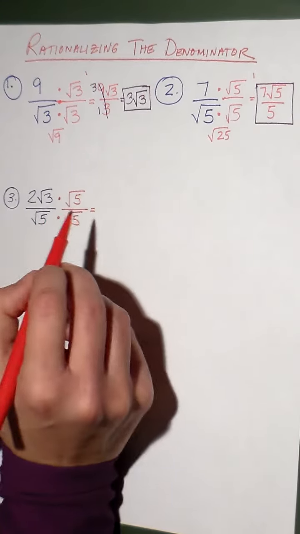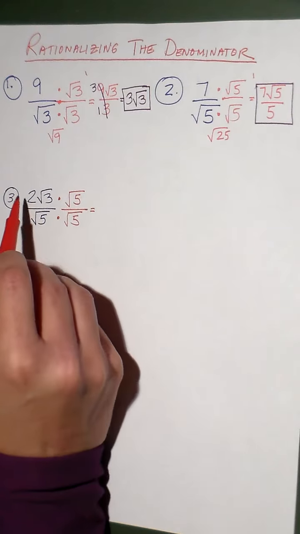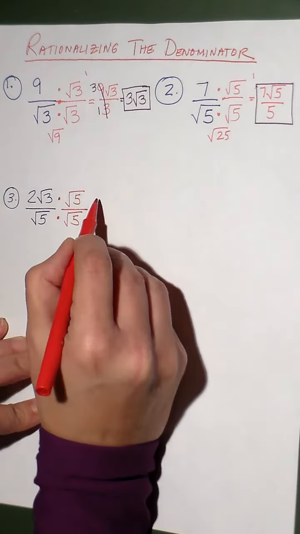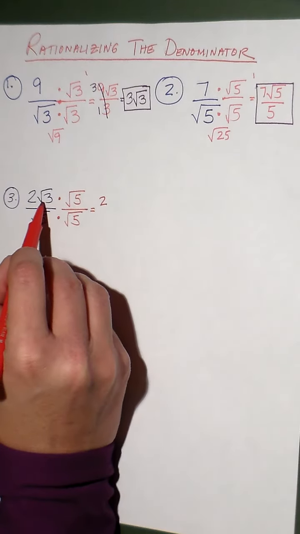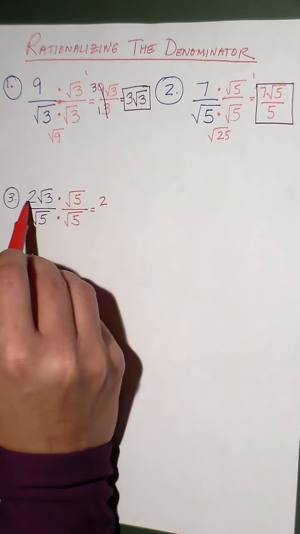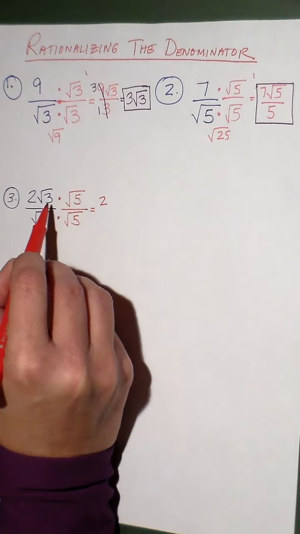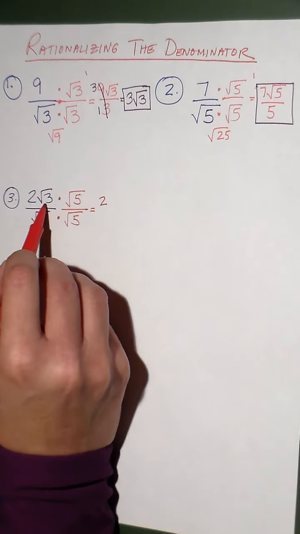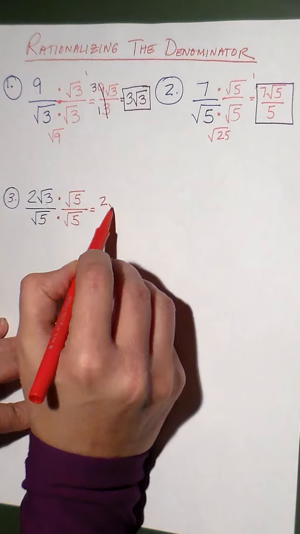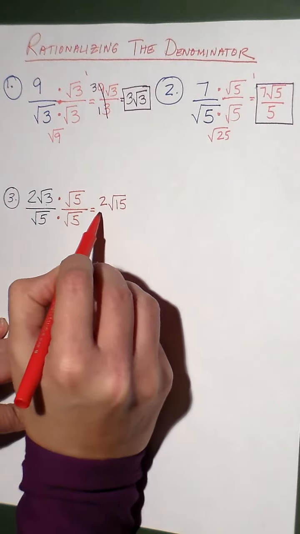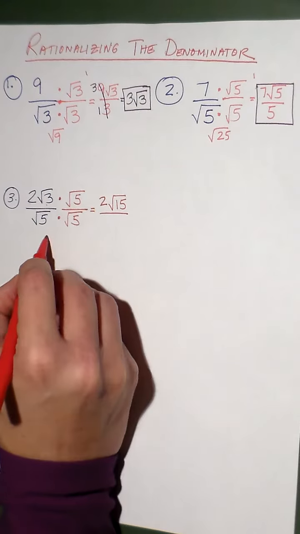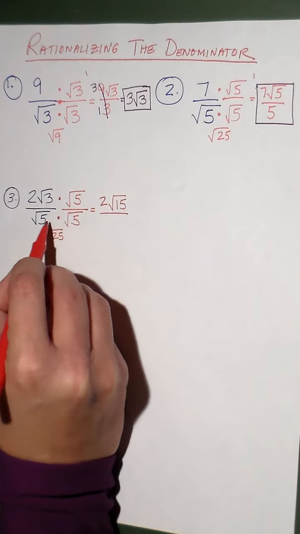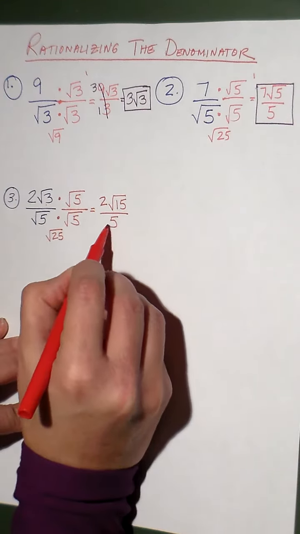Remember, apples and oranges, just like variables. 2 is going to stay here, and then I can multiply under times under. I can't multiply outside times under, but I can multiply under times under. So 3 times 5 is the square root of 15. I can multiply those two together. They're both under the radical. Square root of 5 times square root of 5 is square root of 25, which of course is 5.